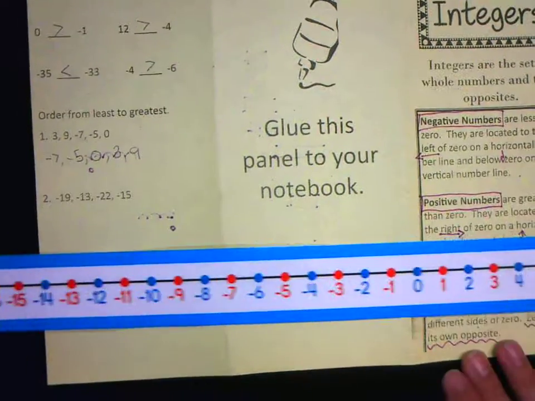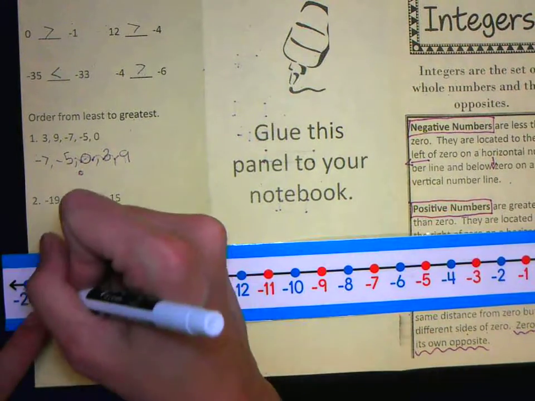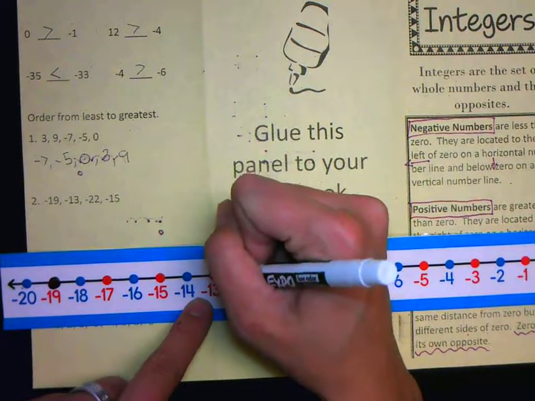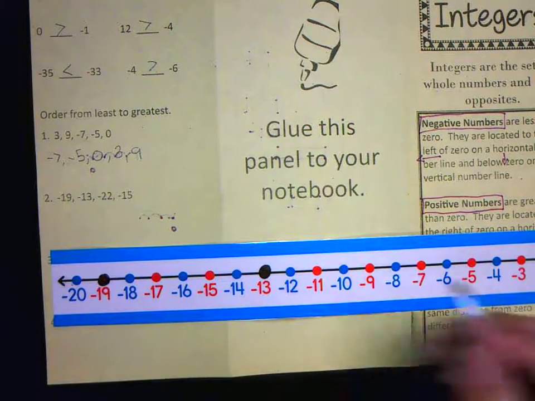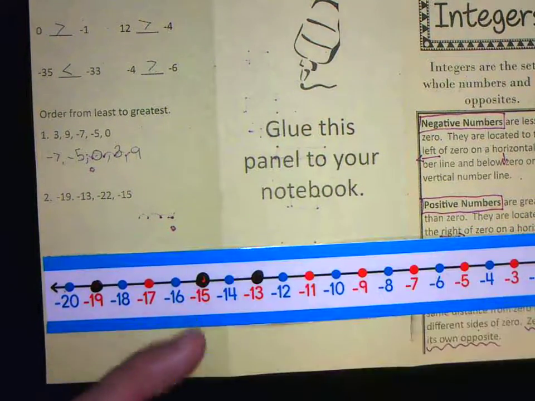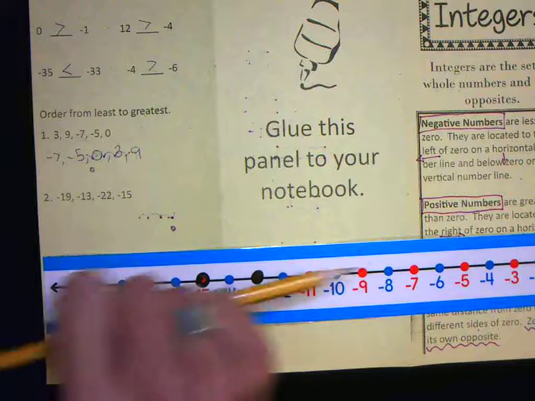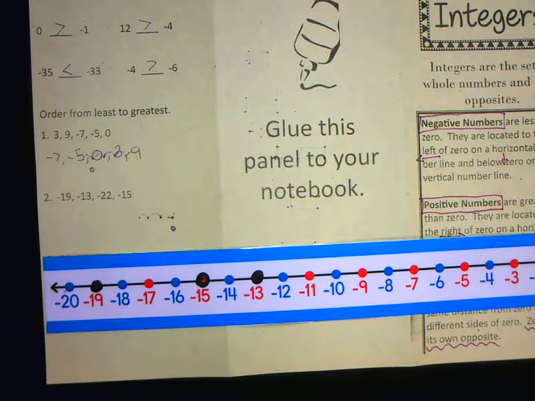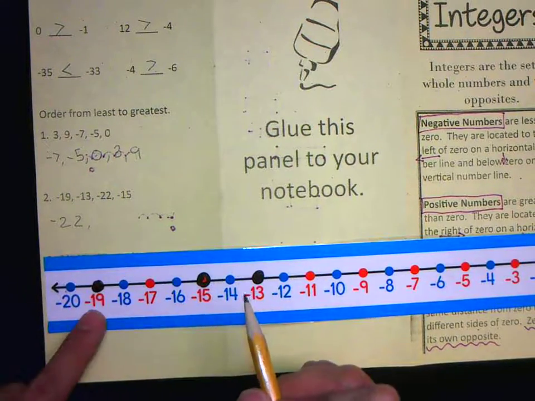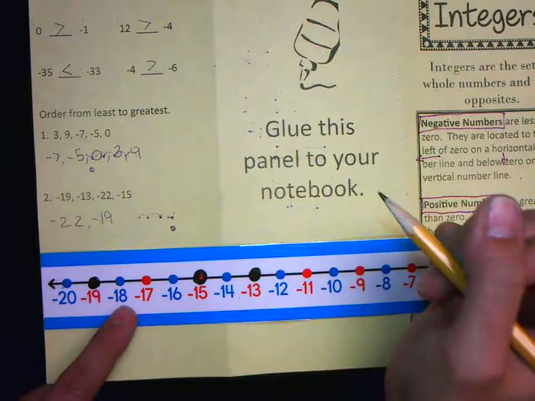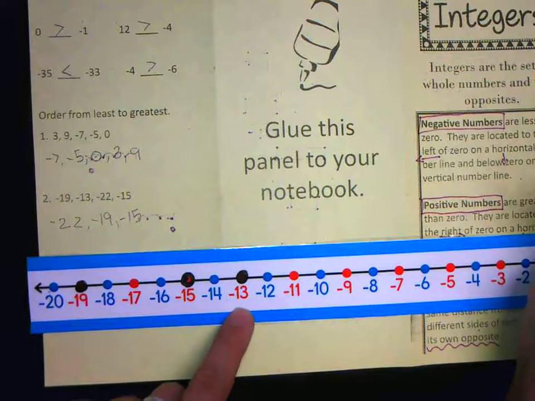Number 2. Okay. I won't be able to plot all of these, but I will be able to plot most of them. Negative 19, negative 13, negative 22 is going to be somewhere over here beyond negative 20, and negative 15. So again, we want to list these from least to greatest, so going from the furthest one away from 0 and then going towards 0. So the furthest one away from 0 that I can actually see is going to be negative 22. The next number that I see is negative 19. If I keep going, the next number is negative 15. And the last number I see is negative 13.